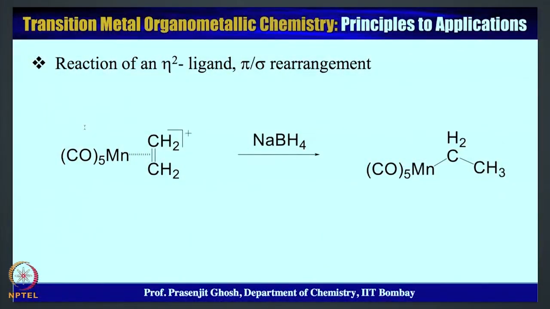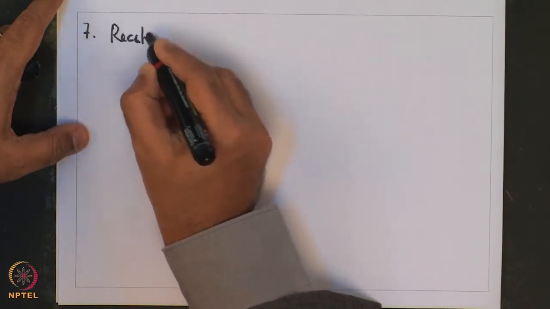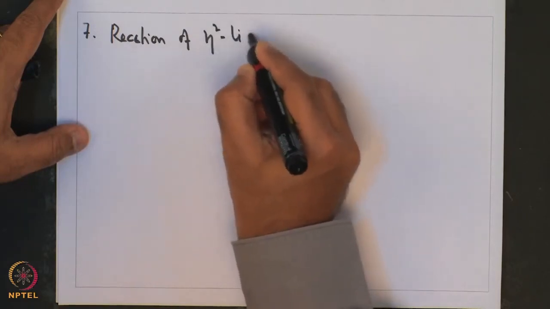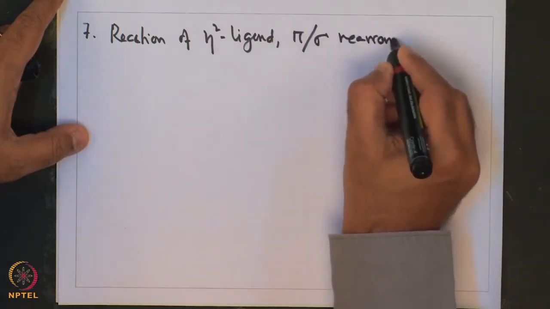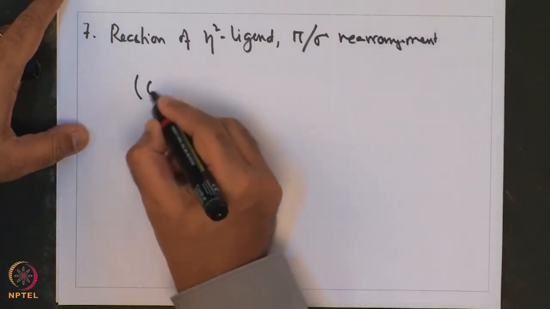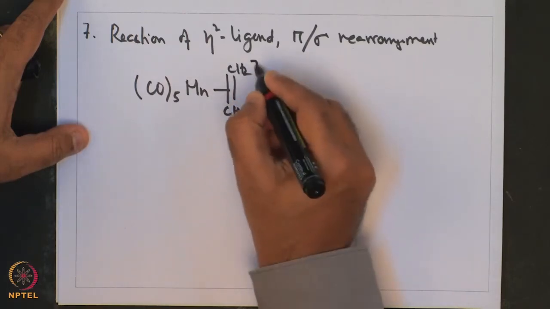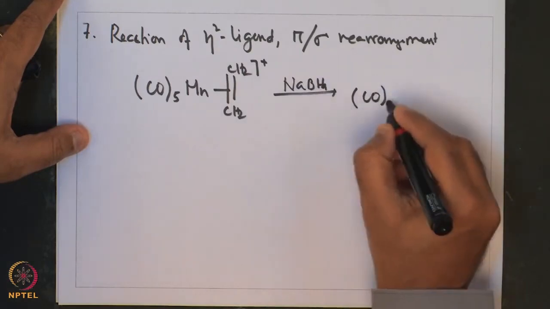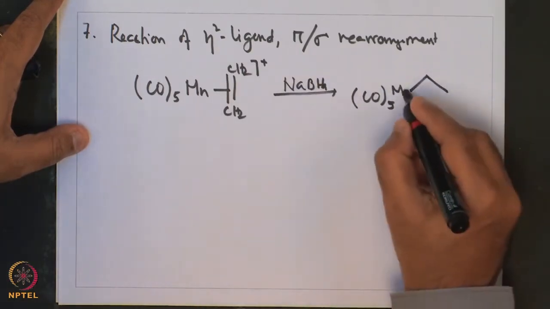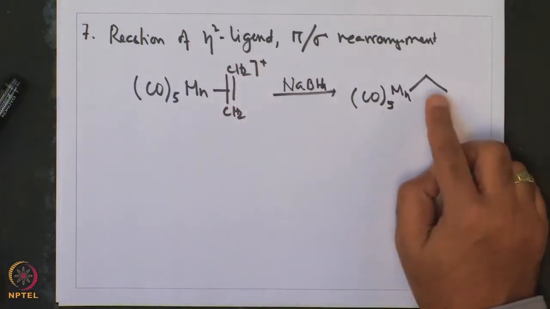Another method is ligand sigma pi rearrangement, and that is shown over here. This is the seventh method of preparing sigma alkyl complexes, a sigma pi type rearrangement. Cp Fe or M bound to an olefin in presence of sodium borohydride gives the following sigma complex. So here the borohydride donates a hydride and the olefinic moiety gets reduced to an ethyl moiety.